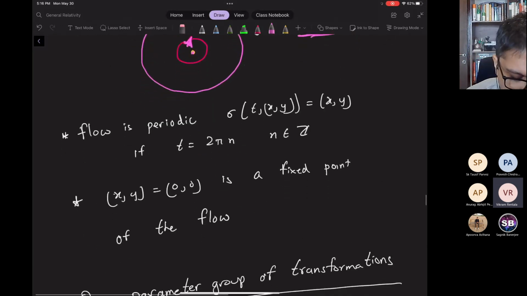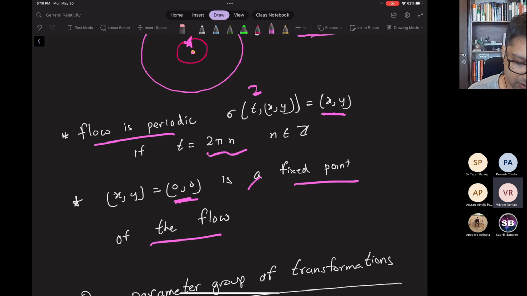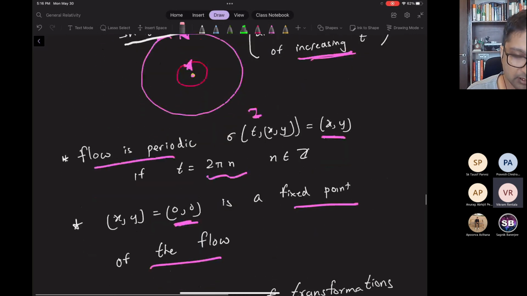And this particular flow that we've constructed is periodic, which means that if I move by an amount t equal to 2 pi n, then the angle changes by an integral multiple of 2 pi, and I would come back to the same point x, y that I started with. So even though I flowed by an amount t, I could come back to the same point. And this particular point 0, 0, we've already discussed, is a fixed point of the flow. That point doesn't flow. Okay, any questions here?